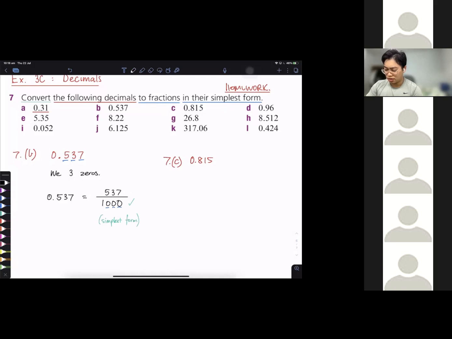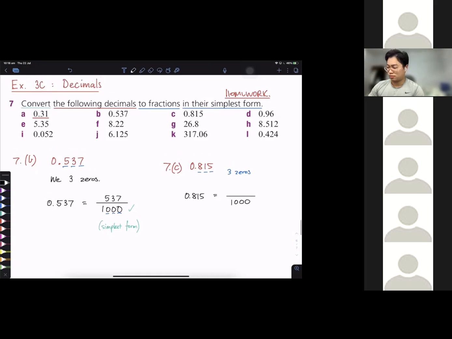Let's check this one out. How many zeros do we have? 3. 3 zeros, fantastic. So we take this number, 0.815. We will divide it by 1 with 3 zeros. And our number at the top will be 815. 815, fantastic. Thank you, Dion. Thank you, Ahmed, for typing in the chat.